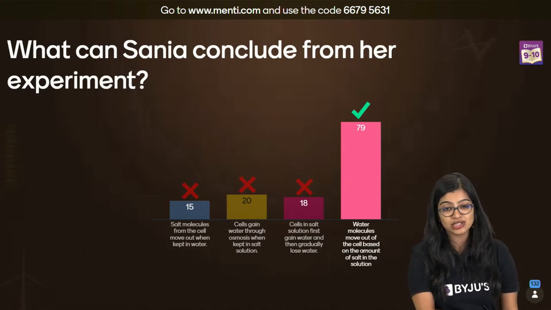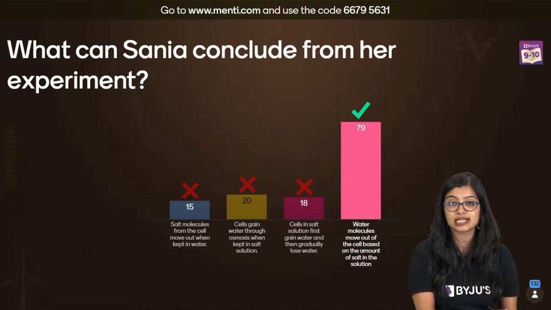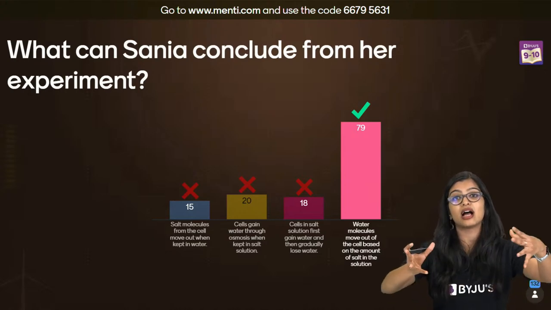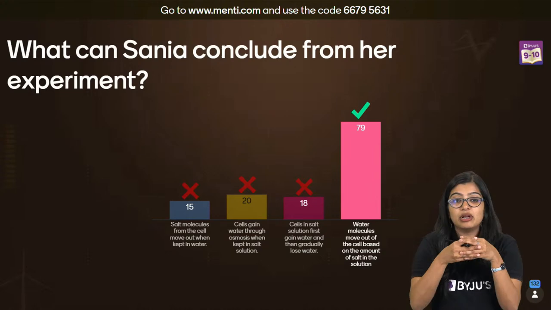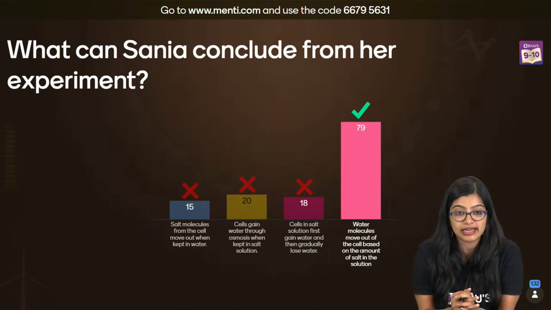All right, what is phagocytosis? Phagocytosis is a process by which there is engulfing that takes place, like in the case of amoeba. They will engulf and they will bring it in. That is what we mean by it.